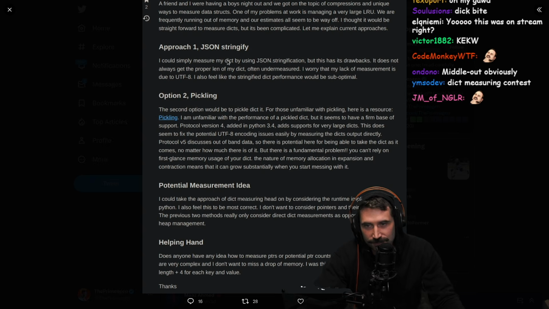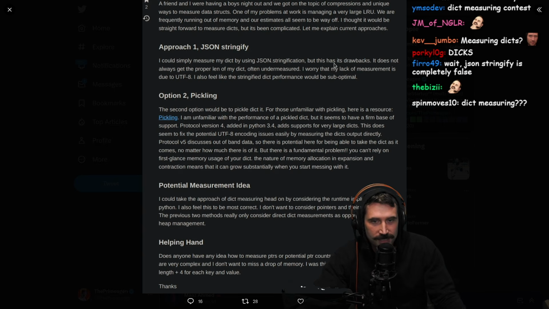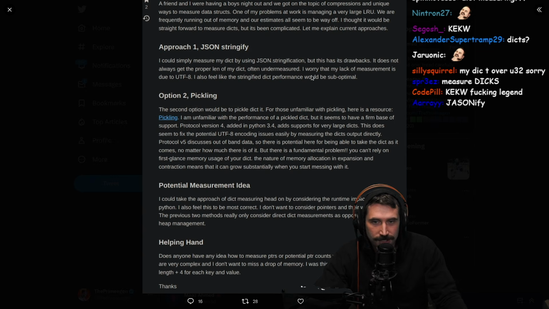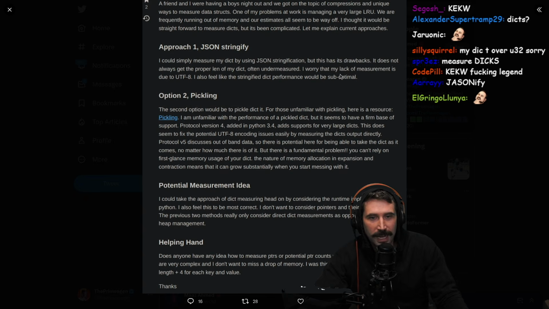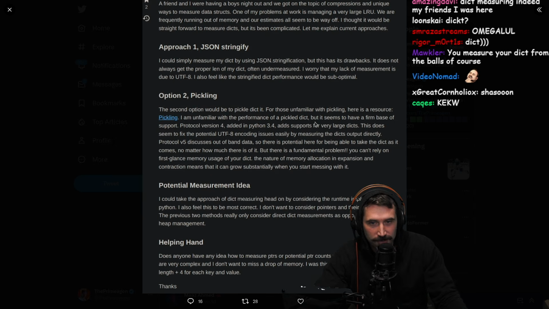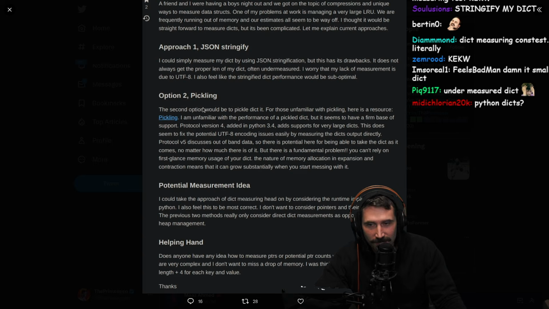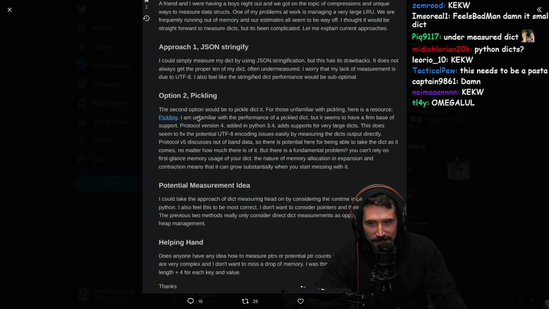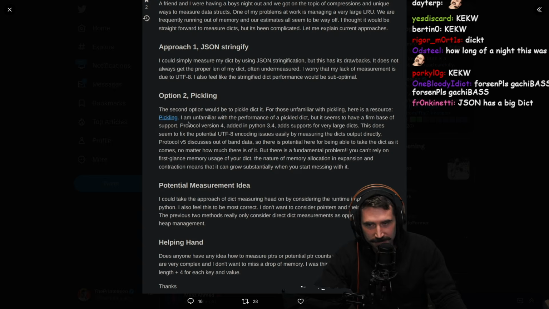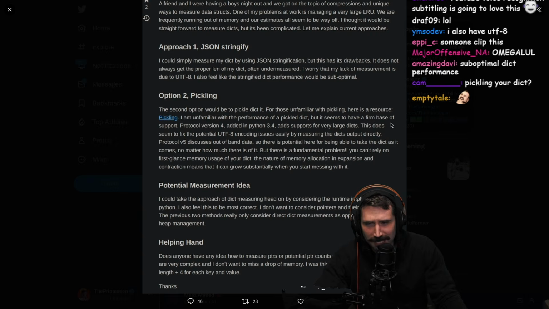1. JSON stringify. I could simply measure my dict by using JSON stringification, but this has its drawbacks. It does not always get the proper length of my dict, often undermeasured. I worry that my lack of measurement is due to UTF-8. I also feel like the stringified dict performance would be suboptimal. Option 2, pickling. The second option would be to pickle dict it. For those unfamiliar with pickling, here's a resource. Pickling. I'm unfamiliar with the performance of a pickled dict, but it seems to have a firm base of support.